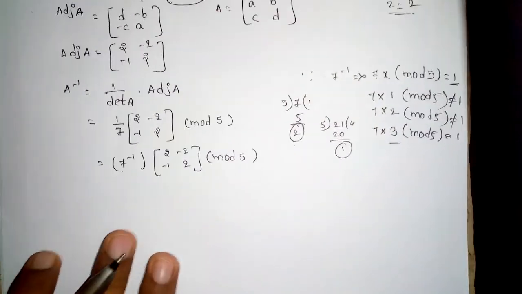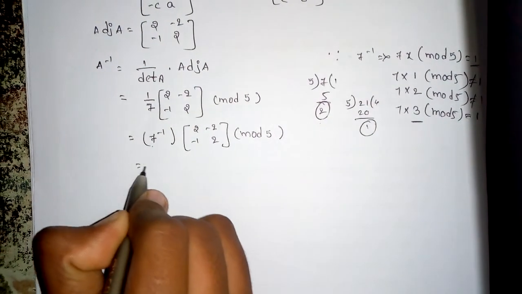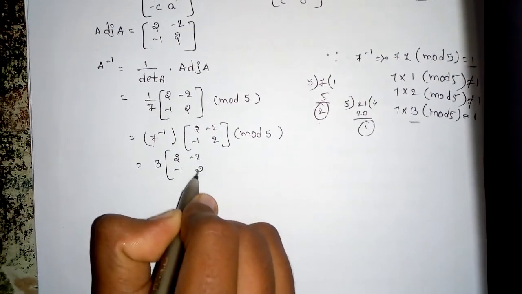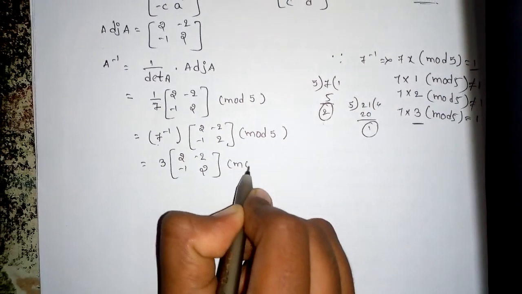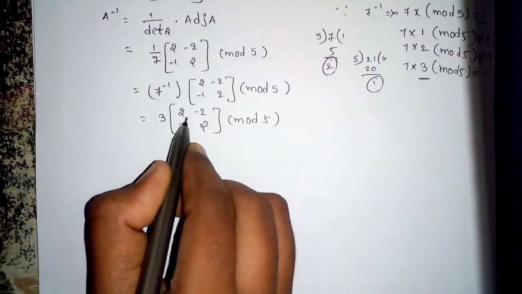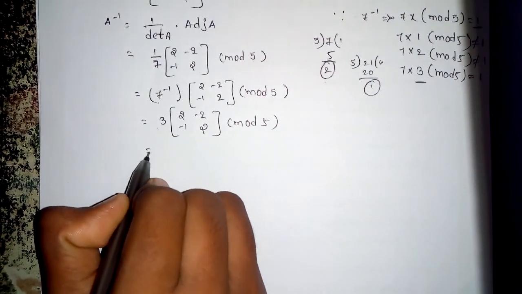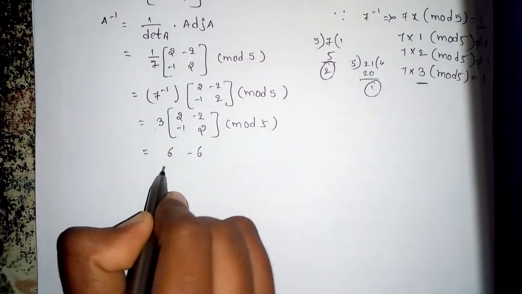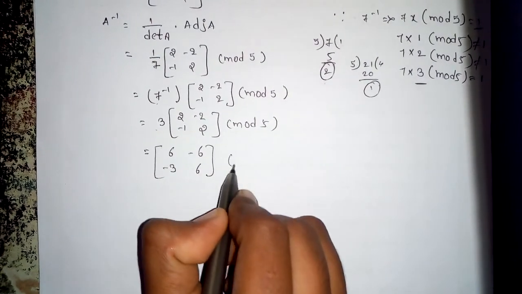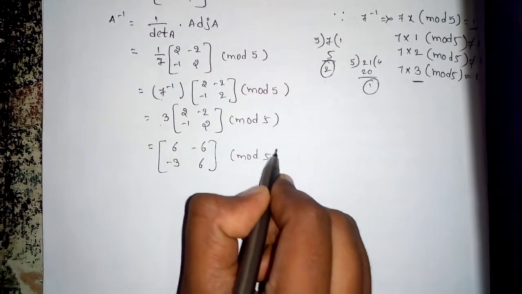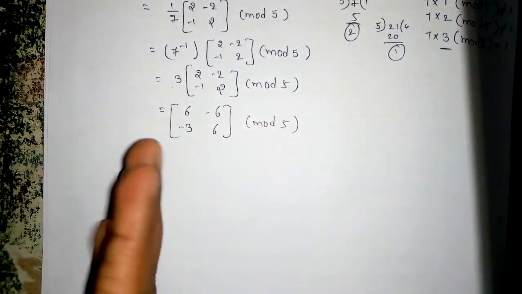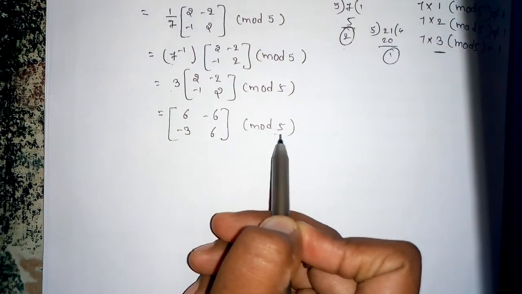Okay, see, 3 of 2, minus 2, minus 1, and then 2. That is again the same mod 5. Now multiply this matrix with my 3: 6, minus 3, minus 6, and then 6, mod 5. Now the numbers inside the matrix should be less than 5.